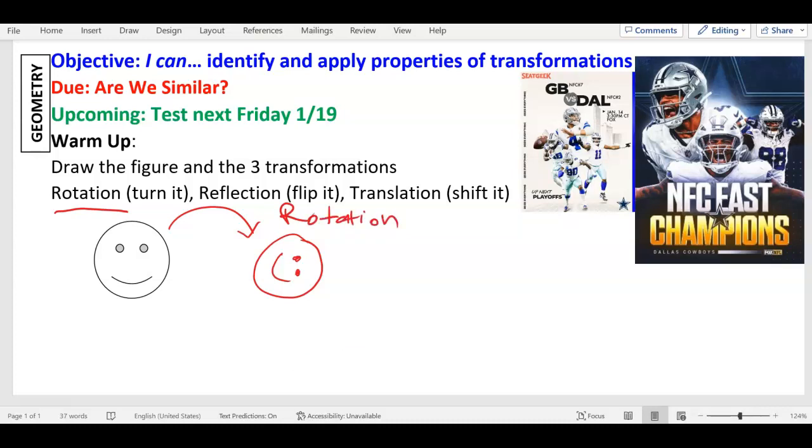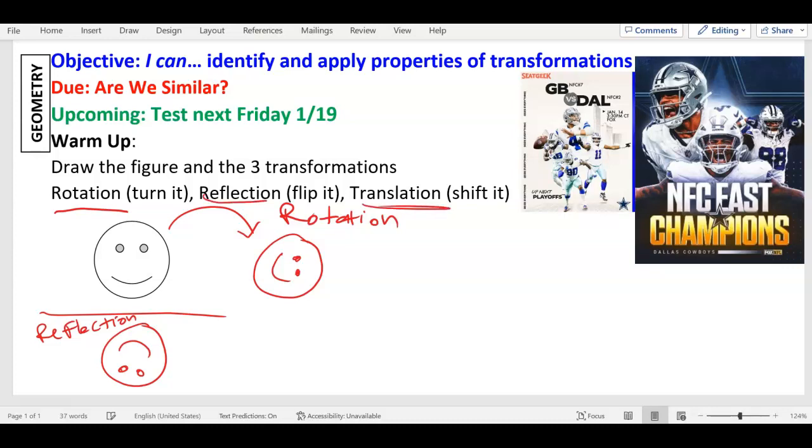Another one you can do is, if you have a line, you can reflect across the line. So if I take this smiley face, go across that line, it's going to look upside down. That is a reflection. Cool. Rotation turns it, reflection flips it in some direction.